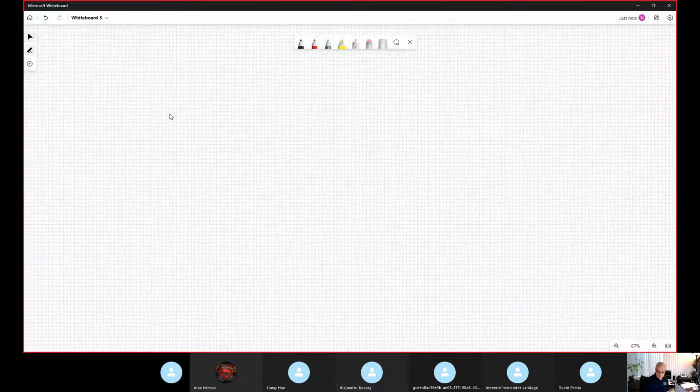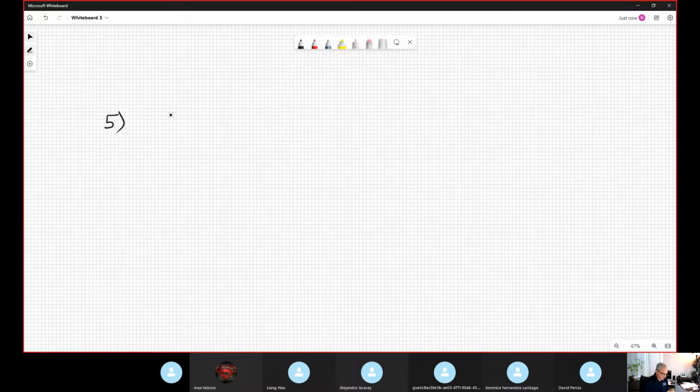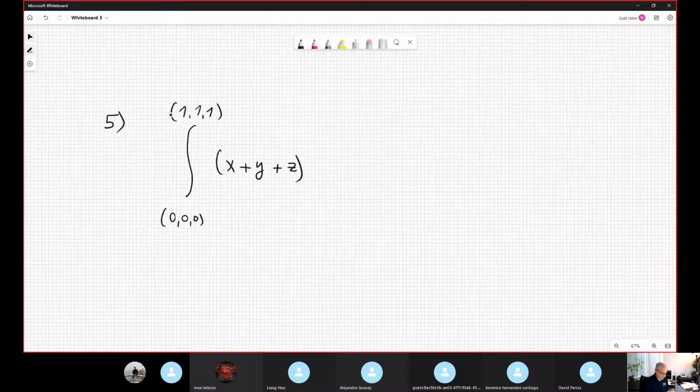Okay, number 5. Let's compute. Evaluate, using the fundamental theorem of calculus for line integrals, this line integral. Okay, the information that's given is, 2 points. See, the line integral, we have no information about the curve.